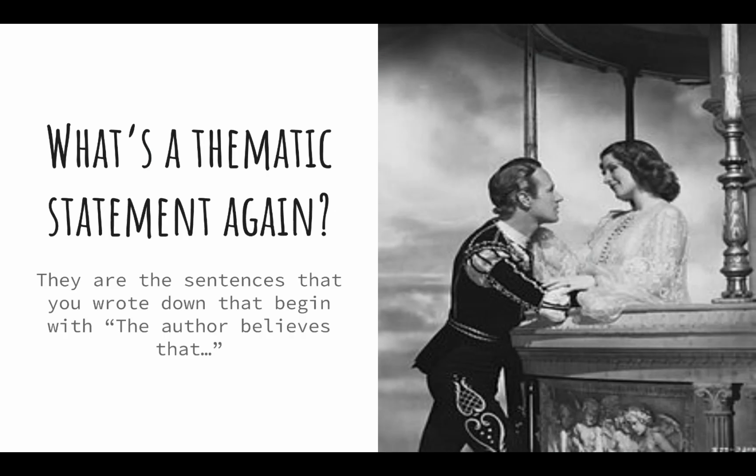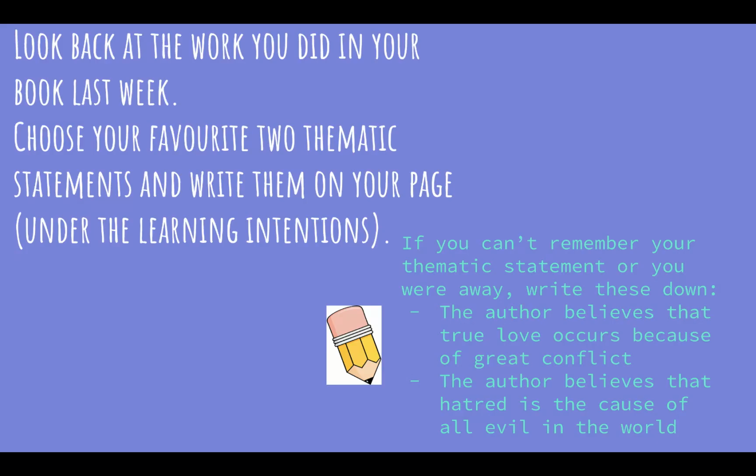Right, so just to recap, a thematic statement is the sentences that you wrote down that begin with "the author believes that." This is really important because your question asks you about universal themes and how they are explored in Romeo and Juliet. Okay, so we need to have a really good understanding of what the author thinks about those particular themes and what we learn from them.